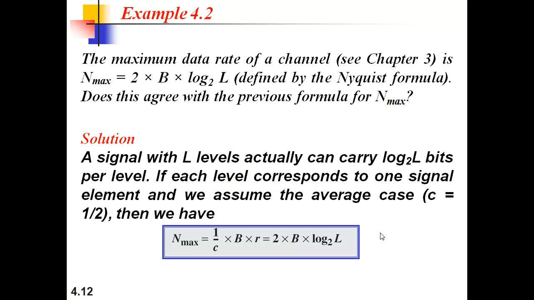There is one more problem. The maximum data rate of a channel, as we discussed in module 1, is given by the Nyquist formula: capital N max is equal to 2 into B into log 2 L. Does this agree with the previous formula for N max? A signal with L levels can carry log 2 L bits per level if each level corresponds to one signal element. Assuming the average case, small c is equal to 1 by 2, then N max is equal to 1 by c into B into r, which is equal to 2 into B into log 2 L.